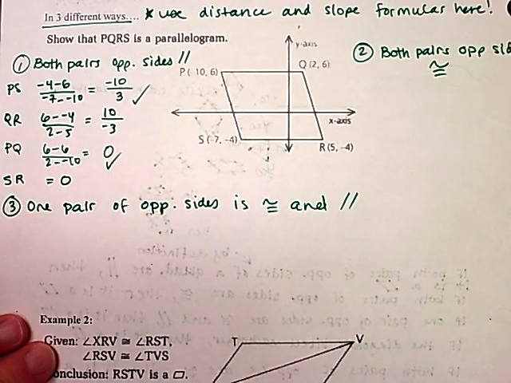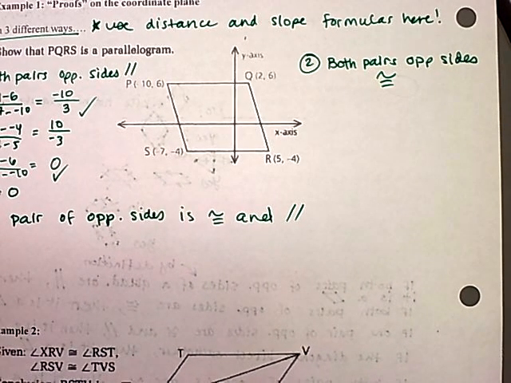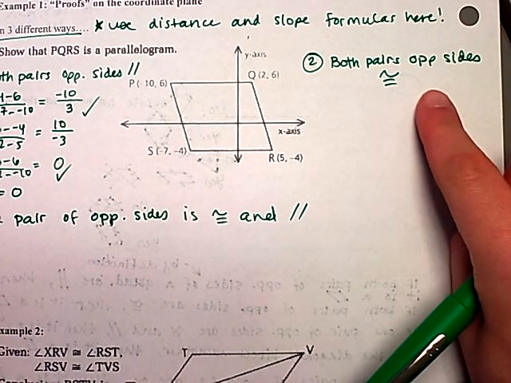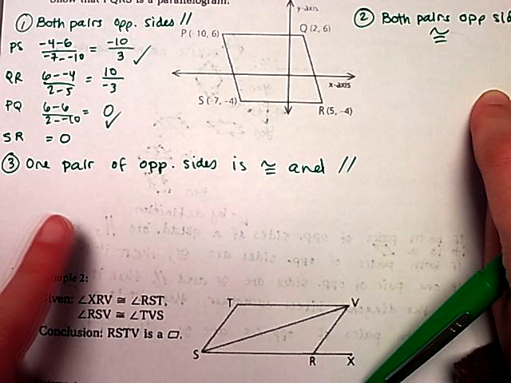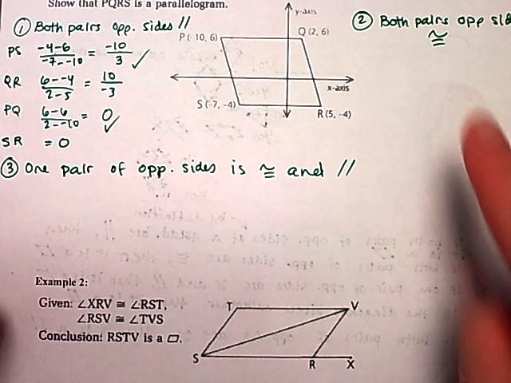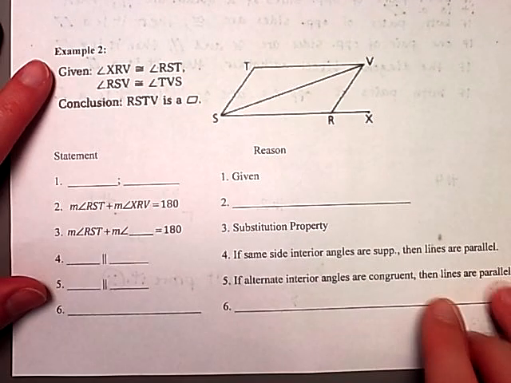Okay? So now you're going to pause the video and try it out. Actually, I don't have much more to say, because I'd like you to show it using both pairs of opposite sides being congruent, and one pair of opposite sides being congruent and parallel. So you're going to set that up for both of those. And then the last thing you're going to do is try to fill in the proof at the bottom. Okay?